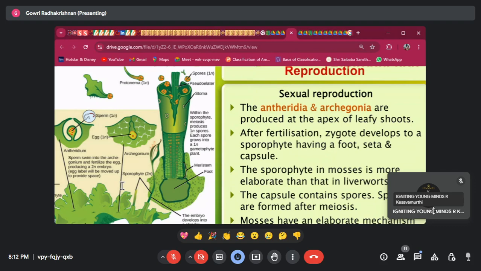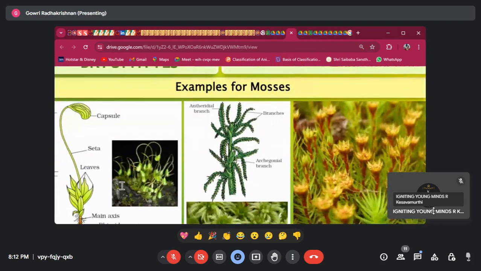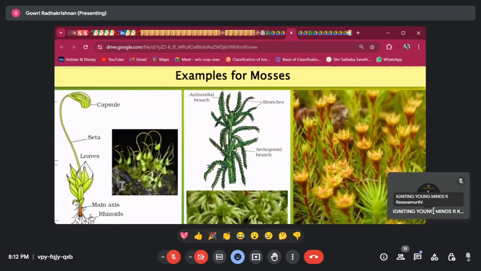The sporophyte in the mosses is more elaborate than in liverworts. So the capsule contains spores. Spores are formed after meiosis. Mosses have an elaborate mechanism of spore dispersal. Even for the dispersal of spores, they need water. That's why we say they can reproduce only in the presence of water.